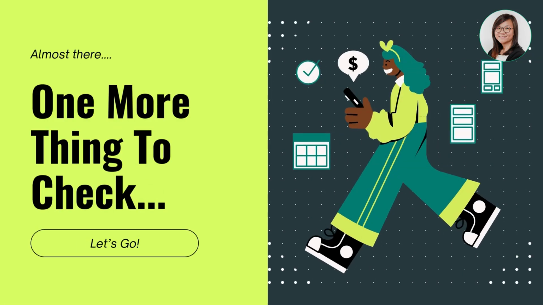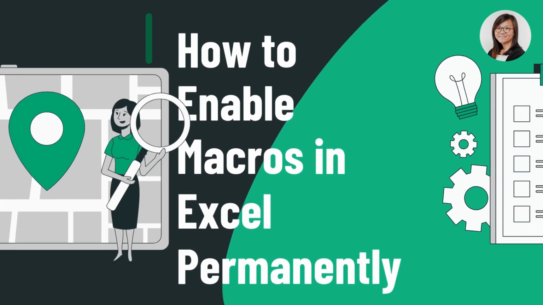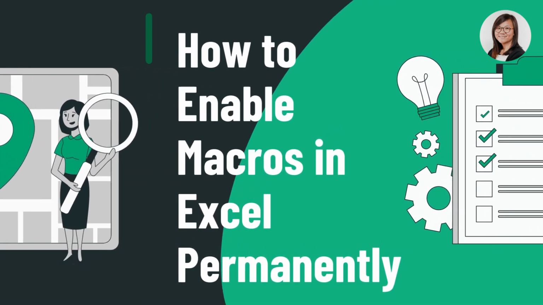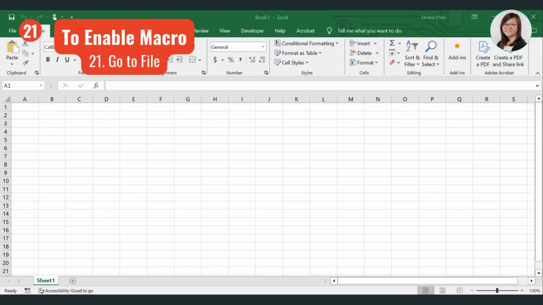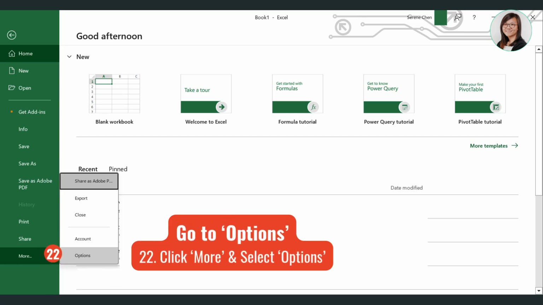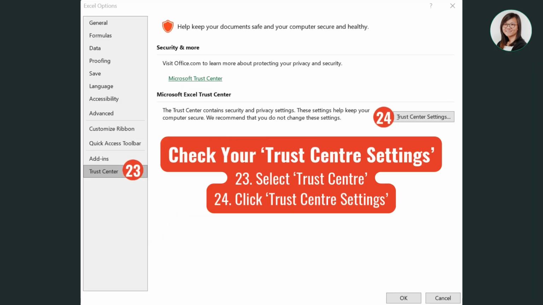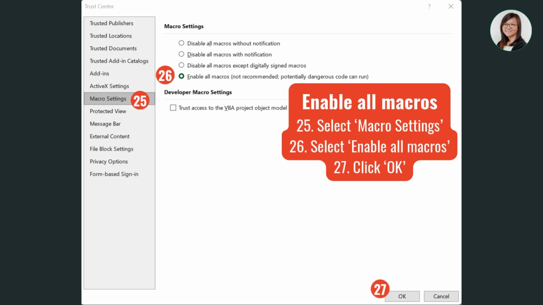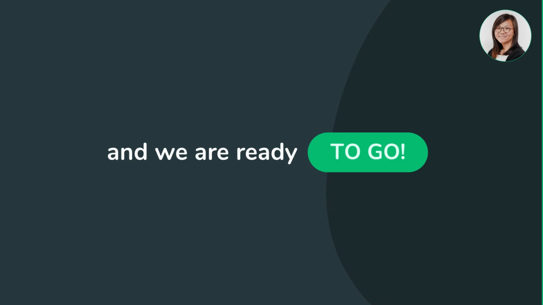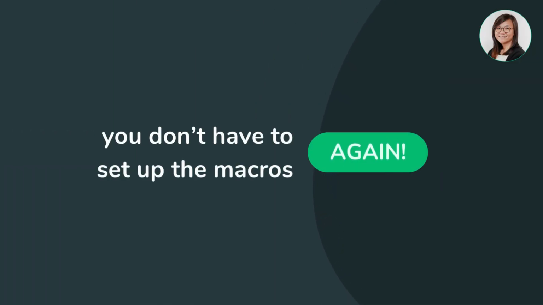One last thing to check. To enable macros permanently so that Excel always runs the macro without prompting, go back to File, then select Options. Go to Trust Center, then select Trust Center Settings. Next, select Macro Settings, choose Enable All Macros and click OK. And we are ready to go. You don't have to repeat the setup again when you use this automation in the future.